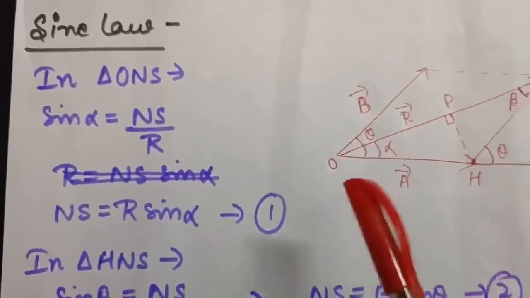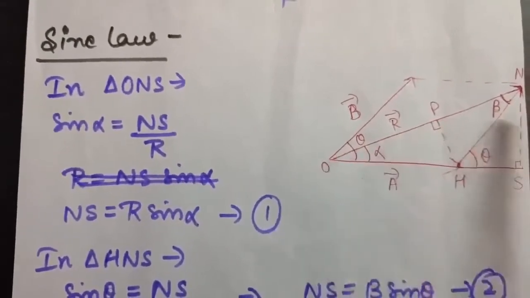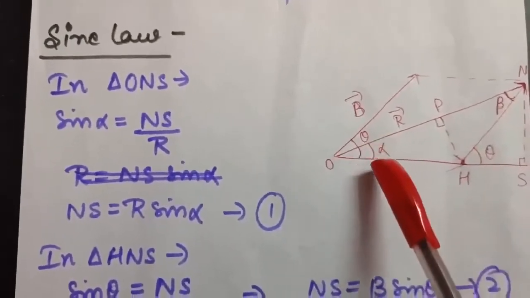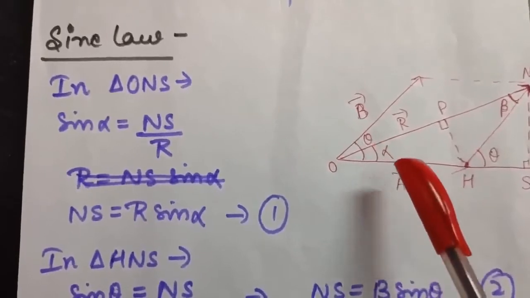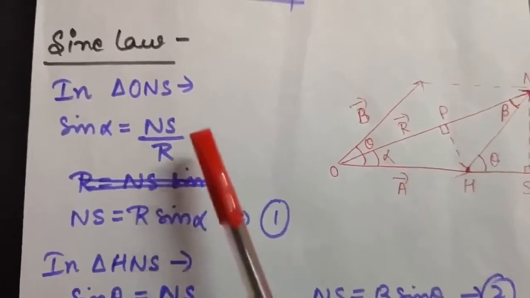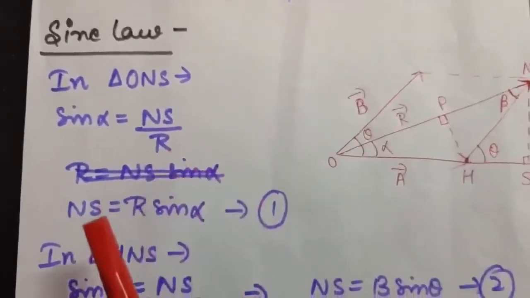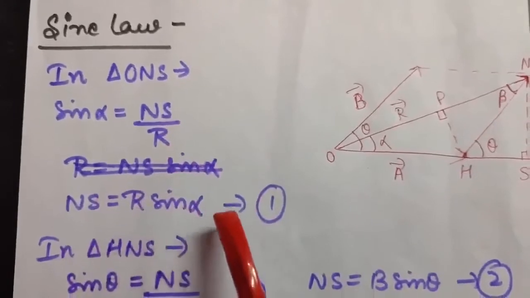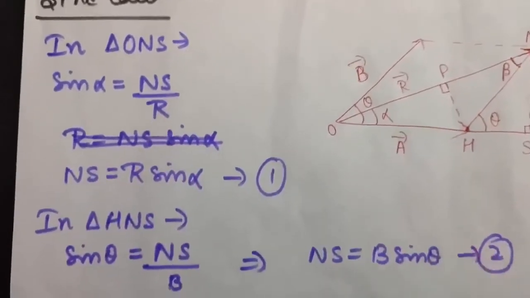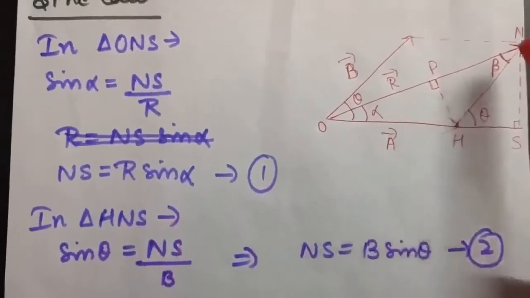First of all, let us consider the triangle ONS. In this we will calculate sine alpha. As you know, sine alpha is perpendicular upon hypotenuse. So perpendicular is NS and hypotenuse is R. From here NS will come to be R sine alpha. Mark it first equation.